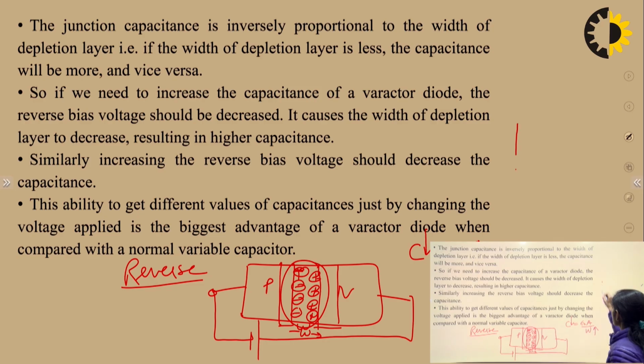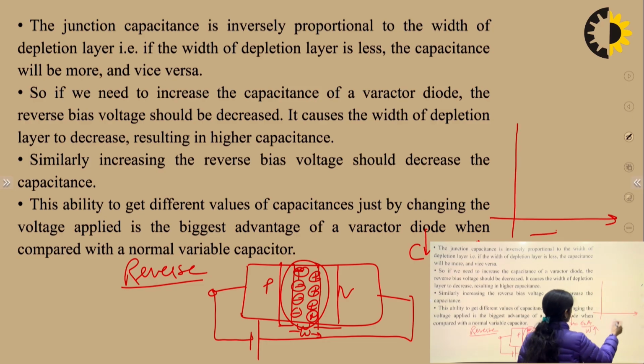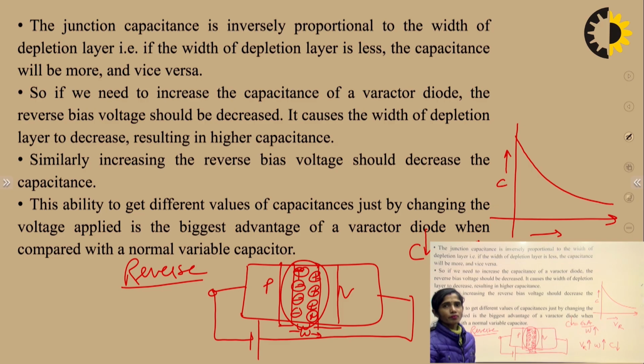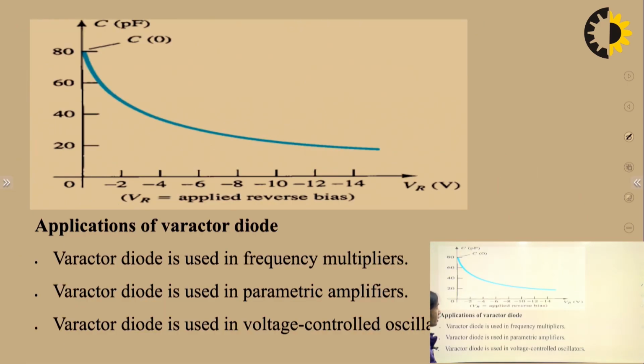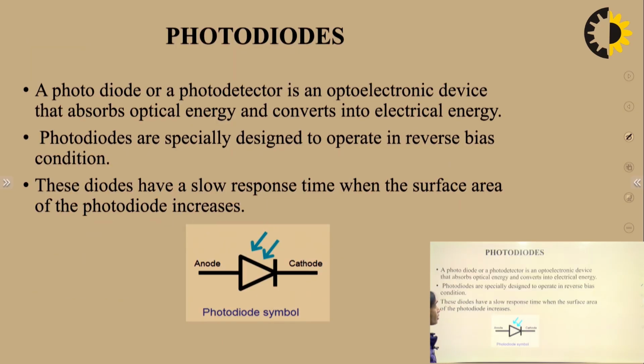This can be related by the graph: as the reverse voltage VR increases, the depletion width increases and capacitance reduces. If we plot this, we can see capacitance reduces as the reverse bias voltage increases. So this gives a variable capacitance effect that can be used in many applications. We can use it in frequency multipliers, parametric amplifiers, and voltage controlled oscillators also.